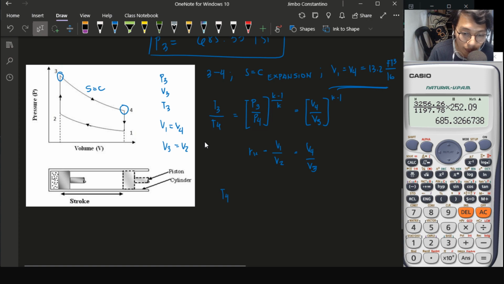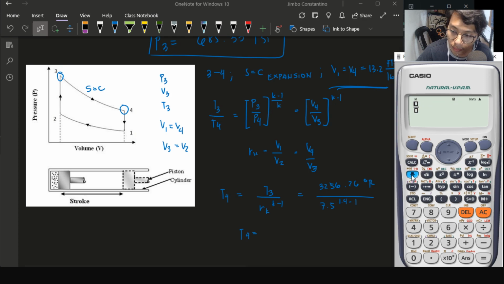So, T4 is equal to T3 over RK raised to K minus 1. O, T3, that is equal to 3256.26 degree Rankine divided by RK is 7.5 raised to 1.4 minus 1. T4 now is 3256.26 divided by 7.5 raised to 1.4 minus 1 or 7.5 raised to 0.4. The answer is 1454.